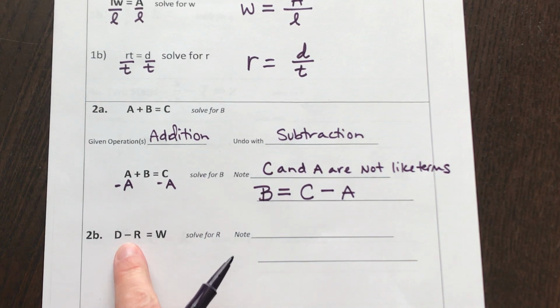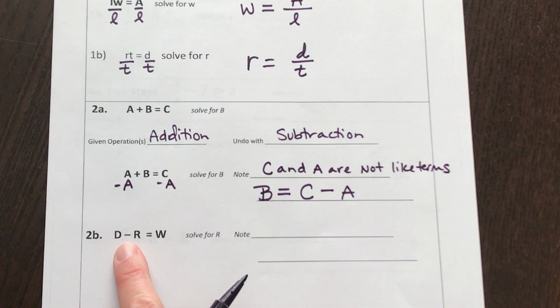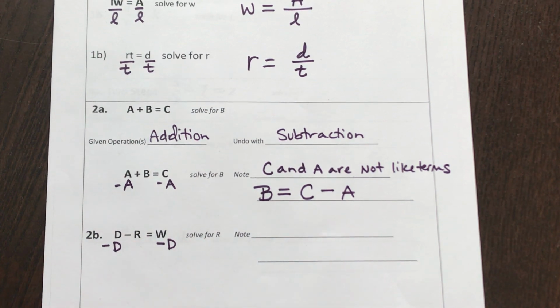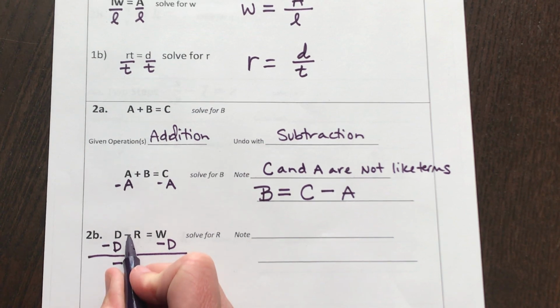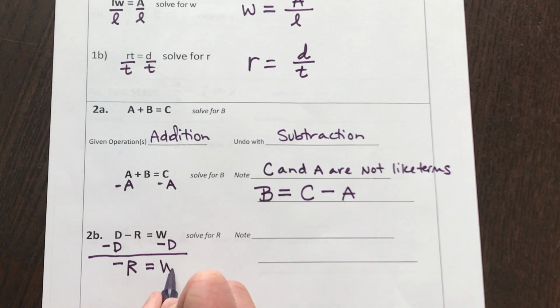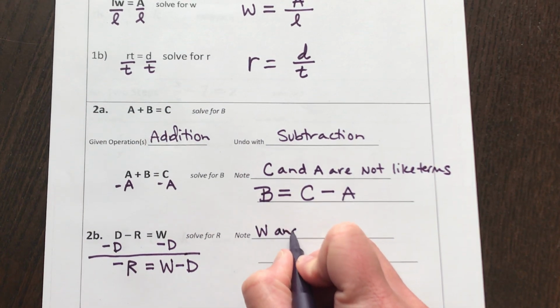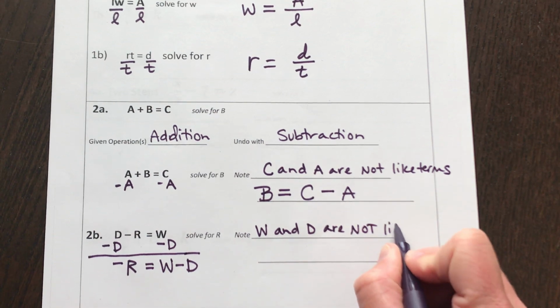Now, similar here, but instead of being given addition, in this case, I'm given a subtraction problem. So if I want to get the r alone, I need to get the d term moved to the other side. So now I would have negative r, because there was a minus sign there, is equal to w minus d. Notice that w and d are not like terms.